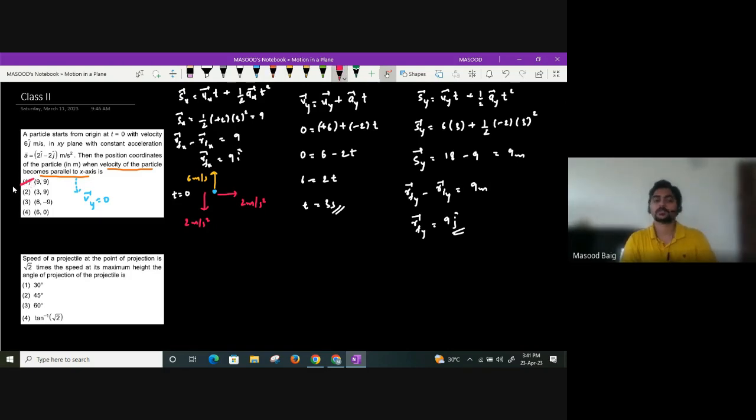What is the meaning of velocity becoming parallel to x-axis? Velocity becoming parallel to x-axis means there will not be any component of velocity in y direction. So I'll use y component of velocity as 0. I'll get the time when velocity becomes parallel to x-axis. Using this time, I'll calculate displacement in x direction and displacement in y direction. Is that clear? Yes or no, everyone?